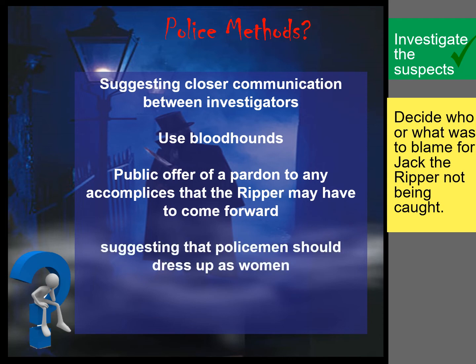So then they decide to dress up some of the policemen as women and send them out into the streets at the same time the Ripper is out and about, and see if that makes any difference to the situation. It doesn't. The Ripper doesn't strike these policemen dressed up as women, so they don't have any further evidence to go on.